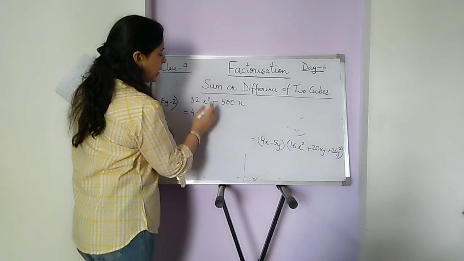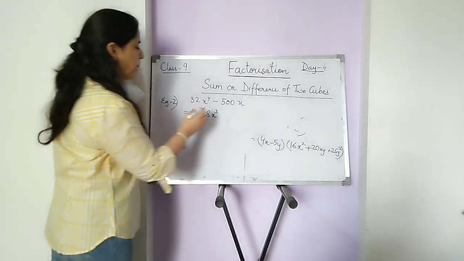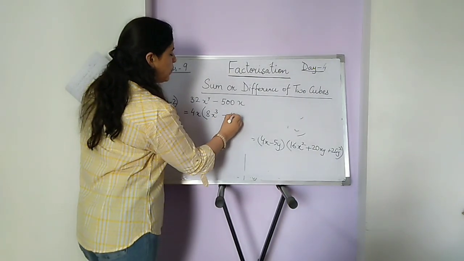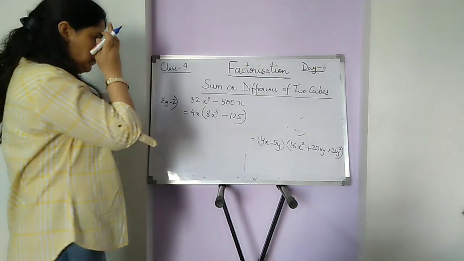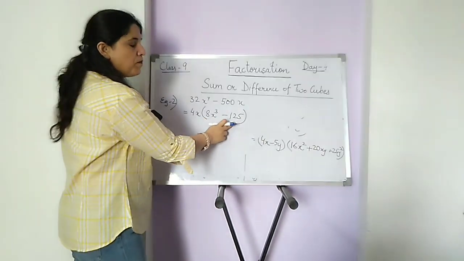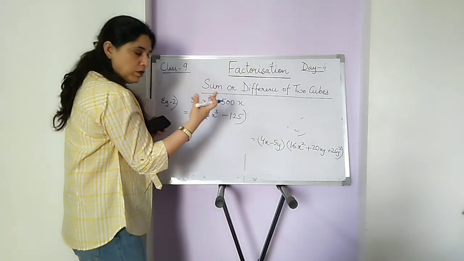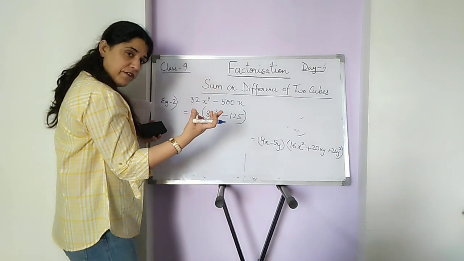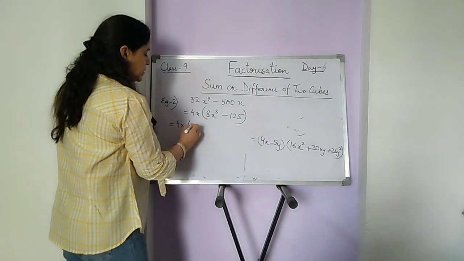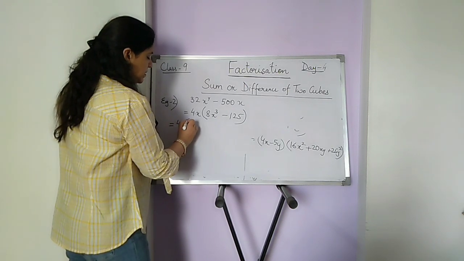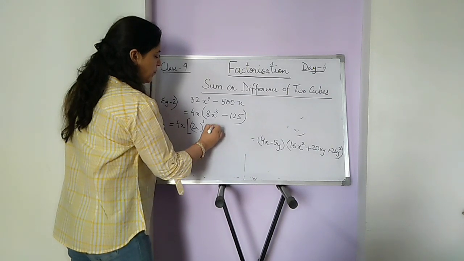Then 4 8s are 32, 8x cube minus 4 into 125 times this. Okay, now this is not complete. What will you do here? 8x cube minus 125. 8 is a cube of 2 and 125 is a cube of 5. So this can be further factorized as 4x into, we'll write it as cube of 2x minus cube of 5.